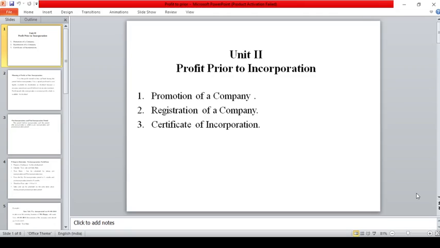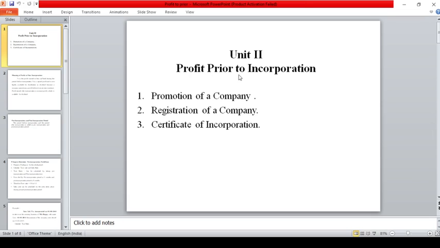Hi students, in the last class we discussed the problems on the issue of shares, and in this session I am going to start the new unit, Unit number 2, profit prior to incorporation. It is also very important for your exam purpose, and it's very easy also. Now see, this is profit prior to incorporation.